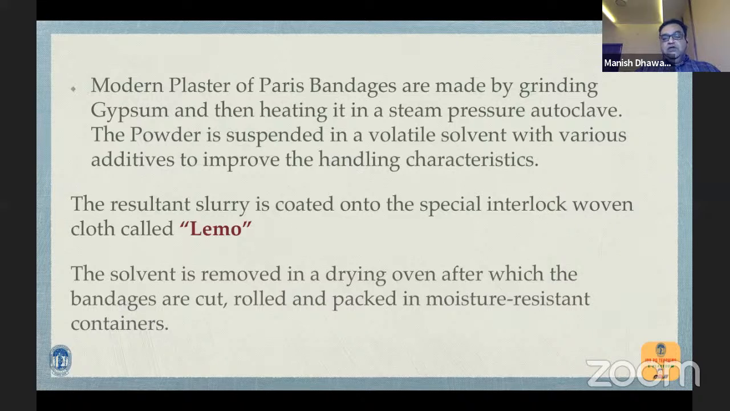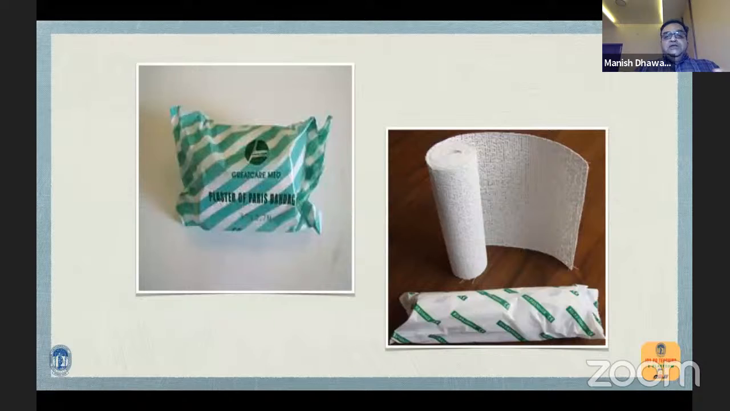Once the solvent has been removed, the bandages are cut, rolled, and packed in moisture-resistant containers. So this is the way the plaster of Paris bandages are produced. Now this is a picture of the bandages which we use every day as a commercial bandage.